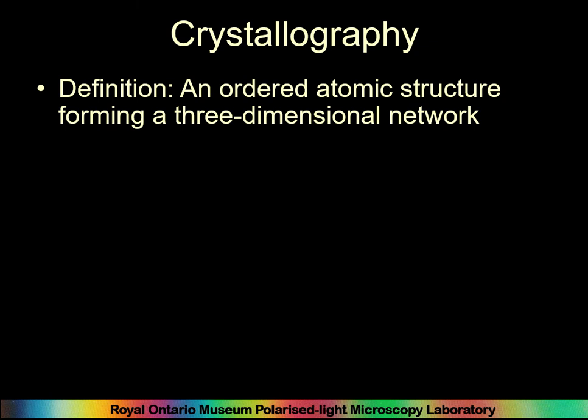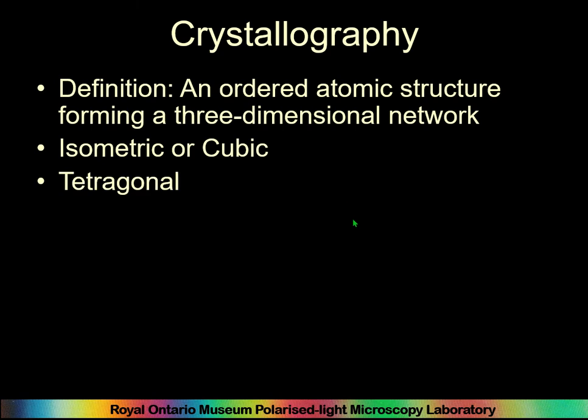So a crystal is an ordered atomic structure forming a 3-dimensional network. Remember, 3-dimensional network. So, as you can imagine, each of these dimensions have dimensions. Now, the simplest one is each of the dimensions are equal. In each of the 3 directions, they are equal. And this is the isometric or cubic system.